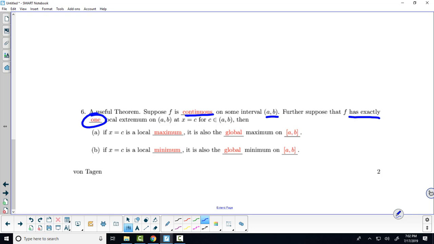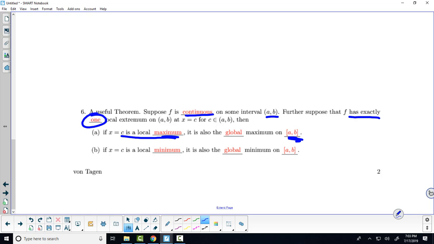Essentially meaning if you have multiple critical numbers, then you can't use this theorem. But in almost all cases, during these story problems, you just get one critical number on some open interval. So I'm saying, on an open interval, if you have only one local extrema, and if that local extrema is a local maximum, then it's also a what? Global maximum on the corresponding closed bounded interval.